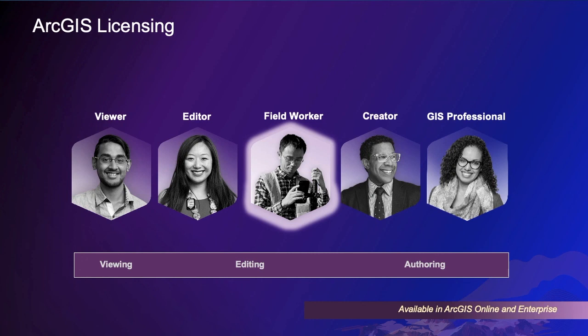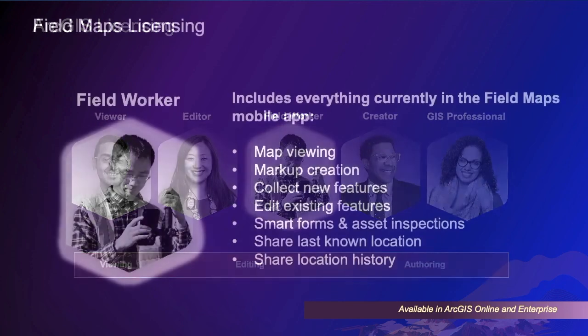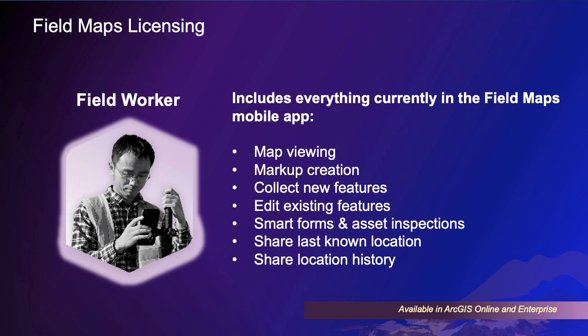As you might guess by name, viewers can only view maps, while GIS professionals have access to the latest desktop applications. Most organizations will have a mix of these user types assigned to people depending on what their role is within that organization. The first thing I'd like to talk about when it comes to licensing Field Maps is the field worker user type first and foremost.